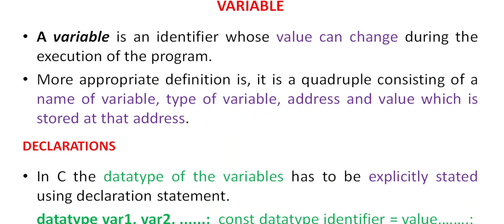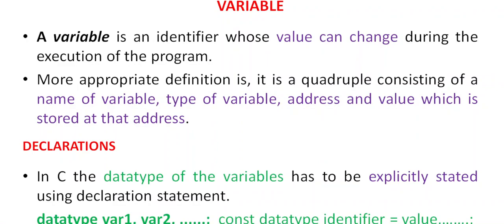In order to change it, you have to assign it to a variable, and a variable is an identifier whose value can change during the execution of the program. That means you can declare the variable and assign some value, but while the program is being executed, depending on your requirement, you can change the value. You can assign a different value to it.